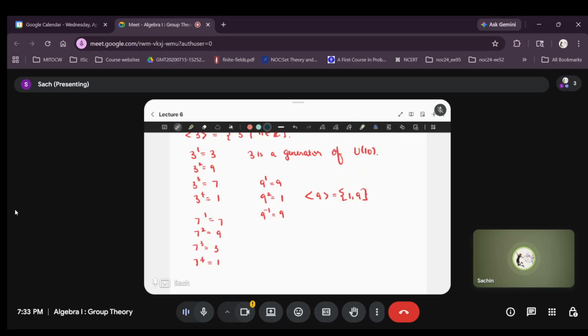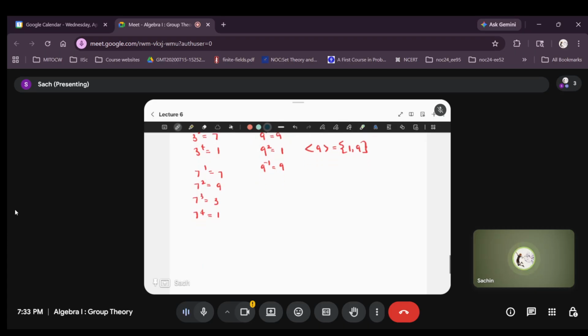So 3 and 7 are generators. Like I said, the same group has two generators, so it can have more than one generator. But not all elements have to be generators. 9 is not a generator of this group. To call it cyclic, we just need one element which generates it. Whether the rest of the elements generate it or not does not matter.